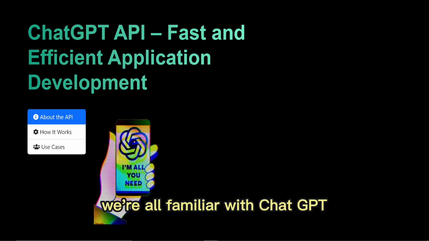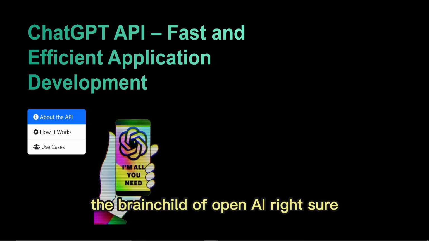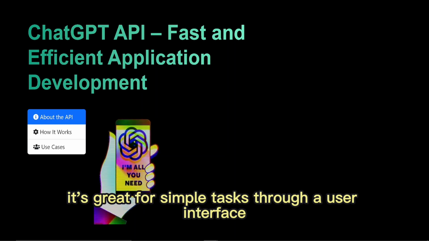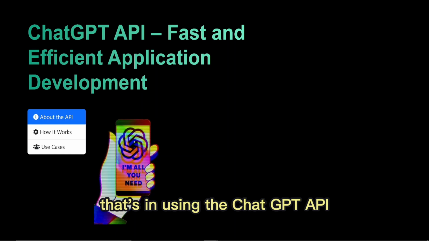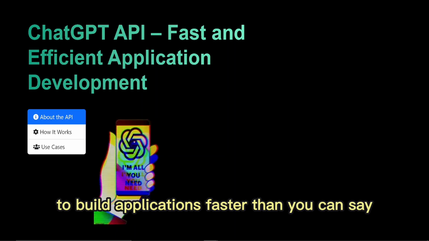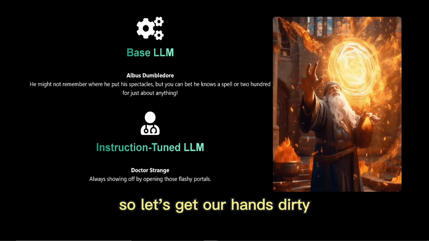We're all familiar with ChatGPT, the brainchild of OpenAI, right? Sure, it's great for simple tasks through a user interface, but the real magic, that's in using the ChatGPT API to build applications faster than you can say hello world. So let's get our hands dirty.